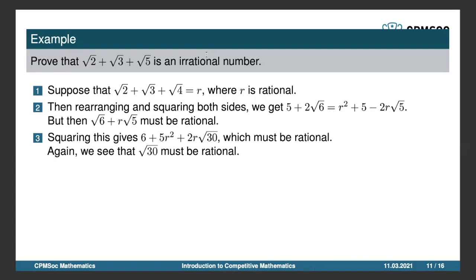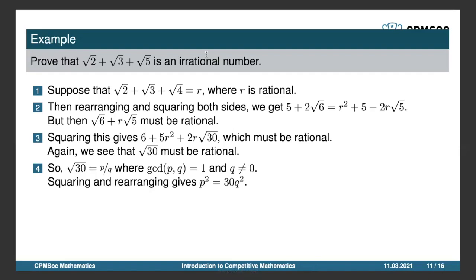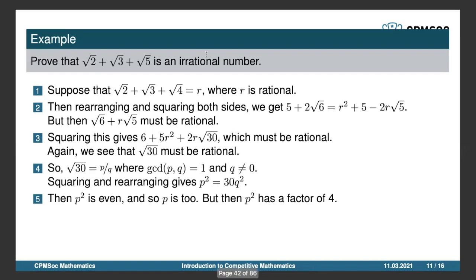So the next step is we can let square root of 30 equal P over Q, where P over Q is a fraction in lowest form. So GCD of P and Q is 1, and Q is not equal to 0. Okay, so when you square both sides again, you will get P squared is equal to 30 times Q squared. Okay, so now we can investigate some prime factors on both sides.